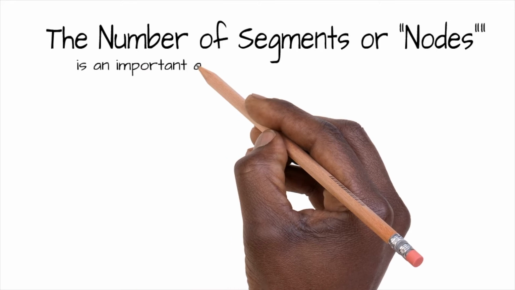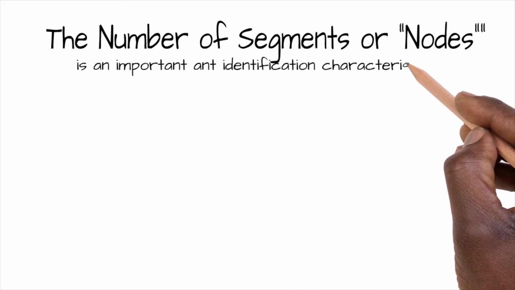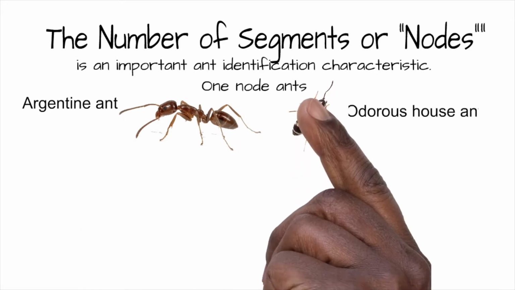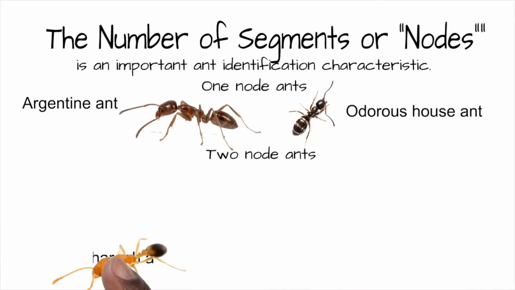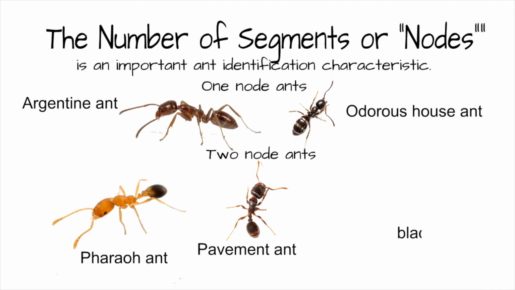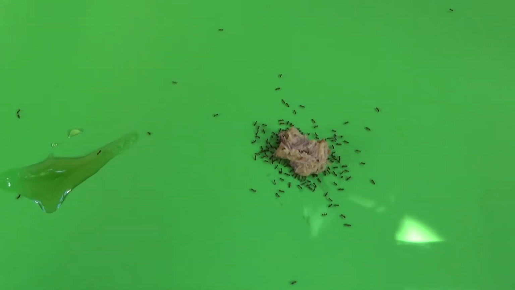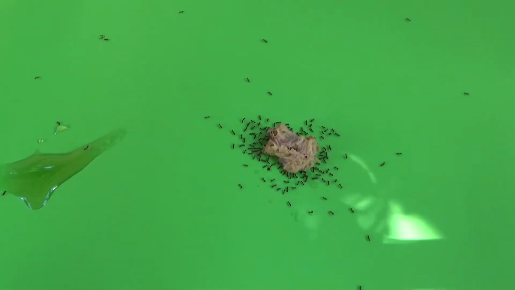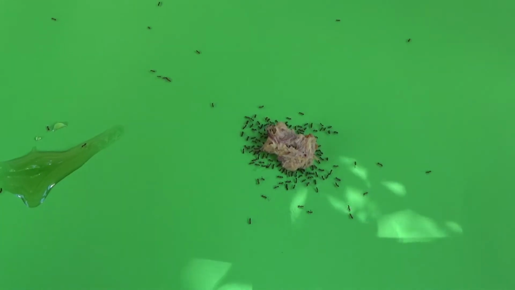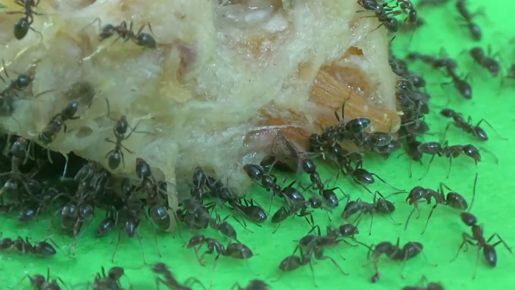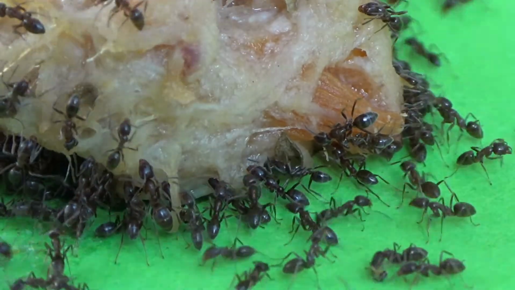The number of segments or nodes is an important ant identification characteristic. One-node ants include the Argentine ant and odorous house ant. Two-node ants include the pharaoh ant, pavement ant, and little black ant. Final identification is made from size, color, other body characteristics, and habits. As we can see here, these Argentine ants prefer the protein-based chicken to the sweet syrup, as feeding the queen takes priority over feeding the workers.